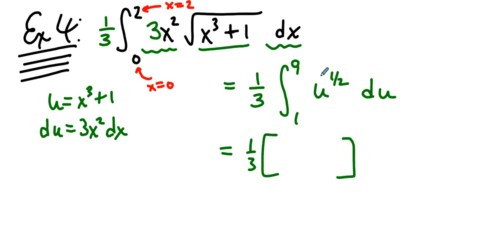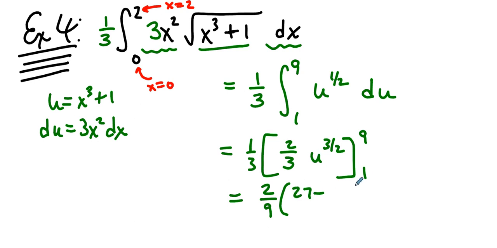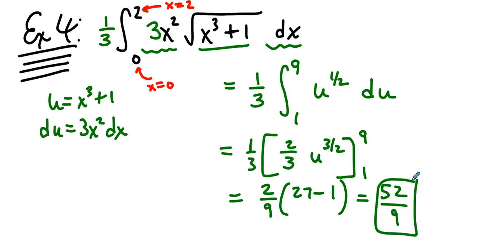Fundamental theorem part 2 says we find an antiderivative. Add 1 to the power, divide by the power, subtract. So 1/3 times 2/3 is 2/9. 9 to the 3 halves, minus 1 to the 3 halves, and we're done. We do not have to go back to x terms.